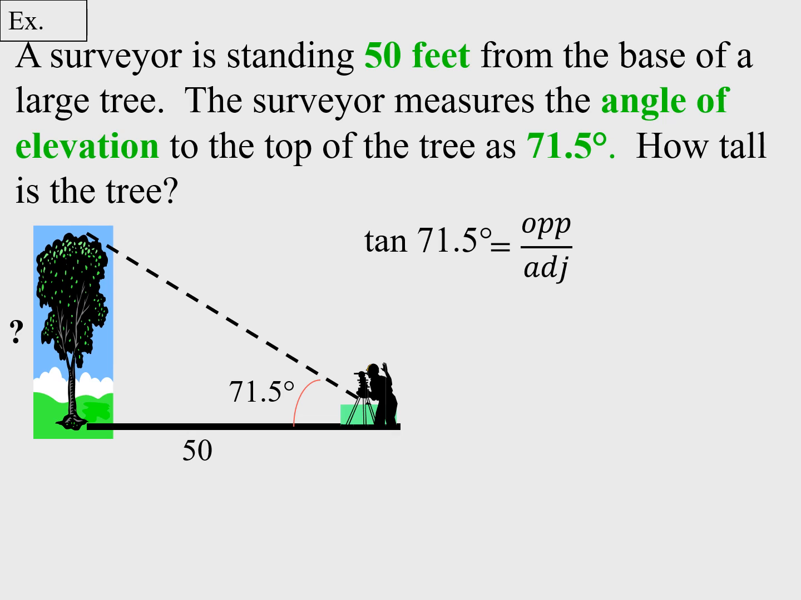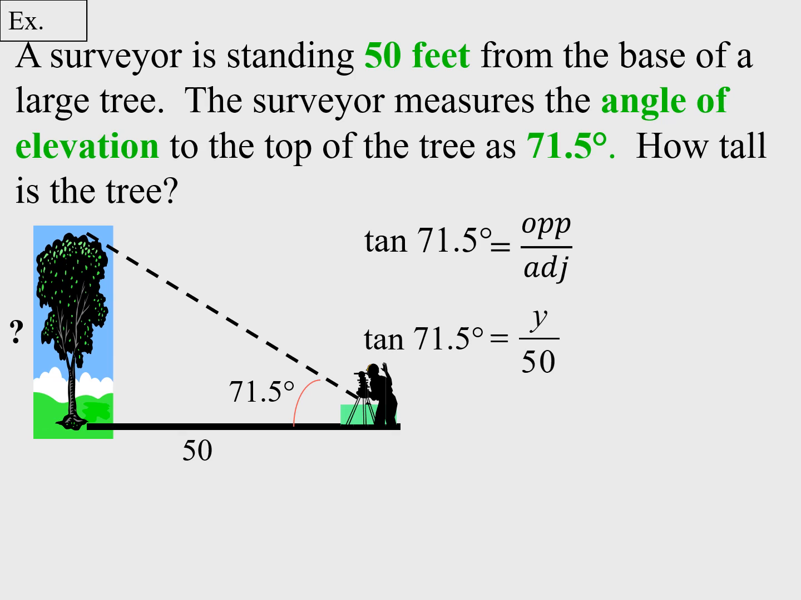When you are solving a problem like this, you always remember your ratios, SOHCAHTOA. From that, you choose which is the best, and to choose the best, we should have only one missing value. For example, tangent 71.5 degrees is equal to y, which is the height of the tree, over your adjacent side, which is 50. As you can see here, only one given is missing.